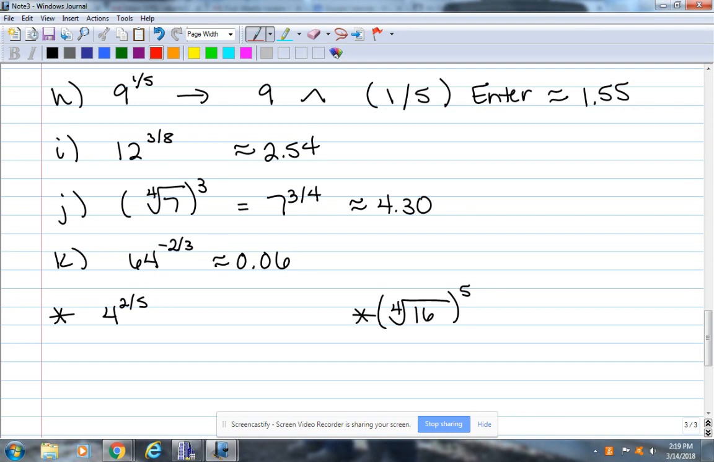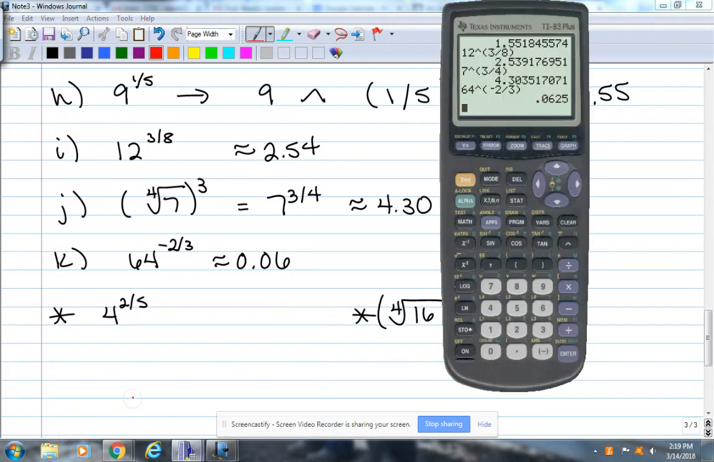Round your decimals to 2 places, please. All right, I'm going to plug mine in. See if y'all got the same thing as me. For the first one, I'm going to have 4 rooftop parentheses 2 divided by 5. I'm getting approximately 1.74. Did y'all get that for the first one?